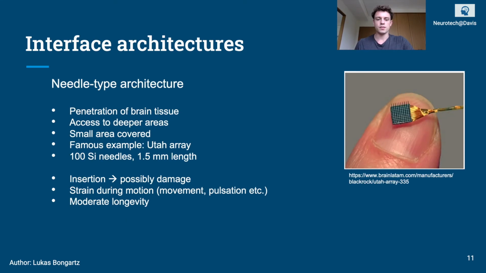The second architecture is the one of penetrating needles, which obviously allow us to access deeper lying neurons, but those devices usually only cover very small areas. One famous representative of this architecture is the so-called Utah array. As you see here, it has 10 times 10, so 100 silicon needles, and the length is around about 1.5 millimeter.